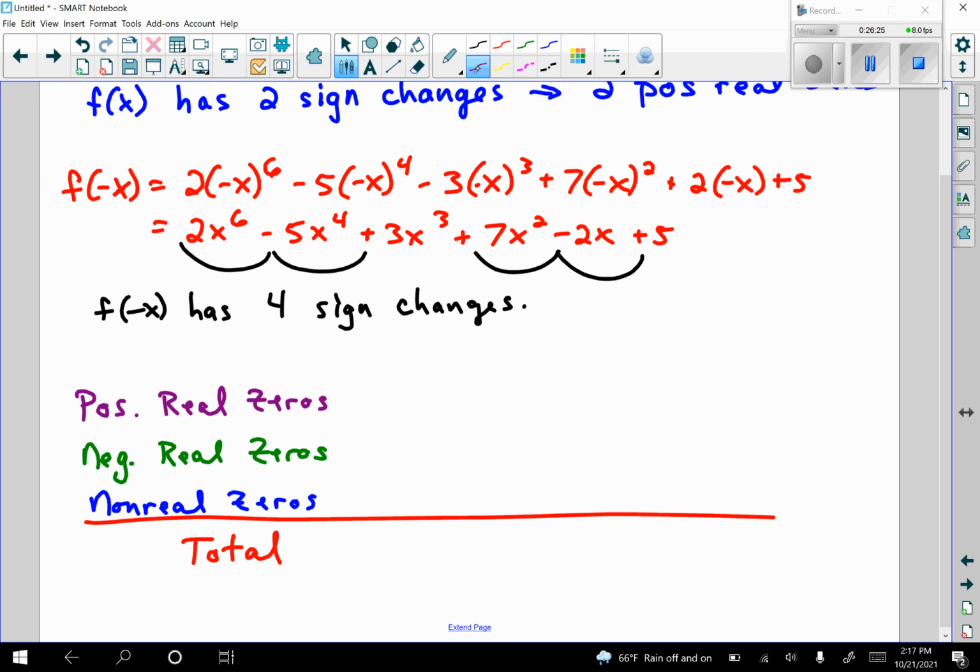All right, so for the positive real zeros, we could start off with 2, or we can have 0, because we go down by a positive even number. For the negative, we can have 4, we can have 2, or we can have 0. Now we have to have 6 for the total because our degree is 6. So for this first column, if we have 2 positives, 4 negatives, that leaves us nothing here for the non-reals.